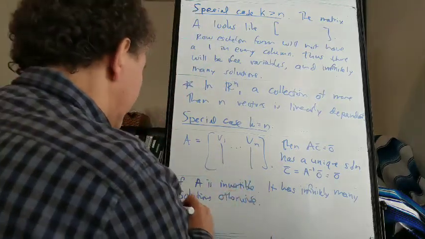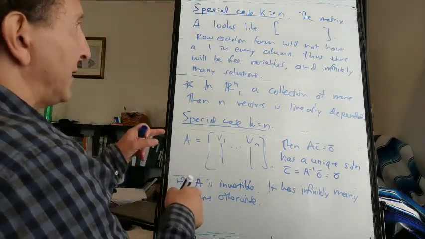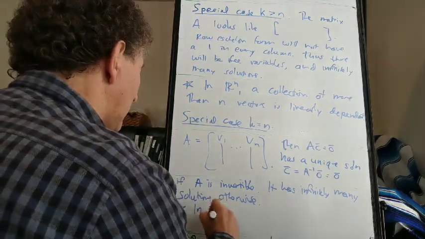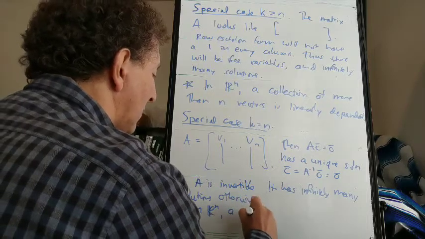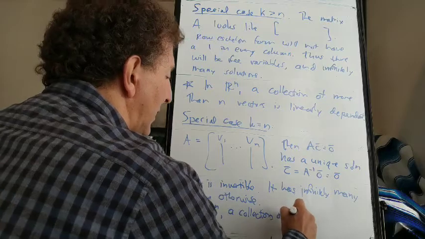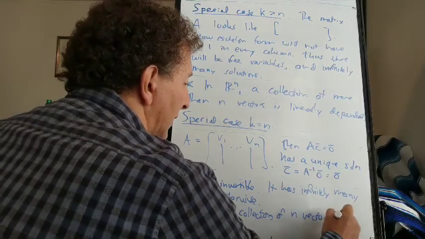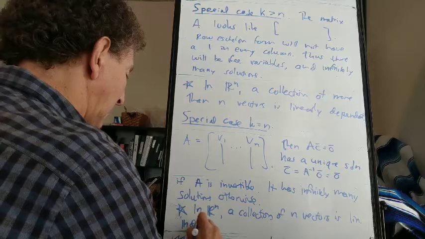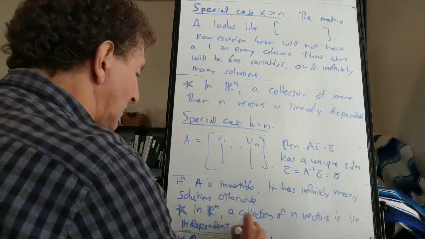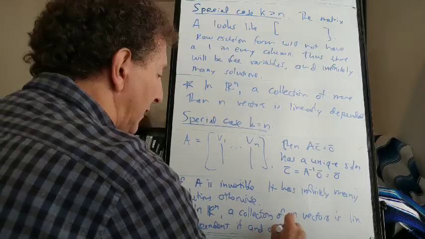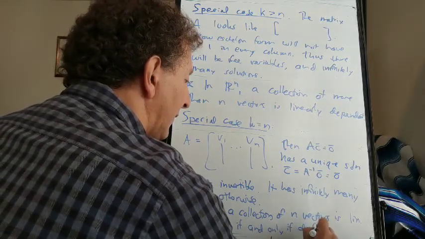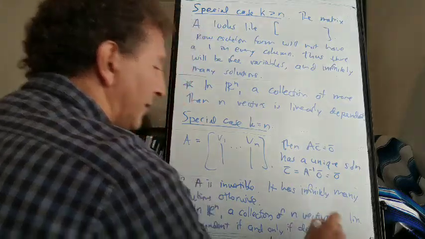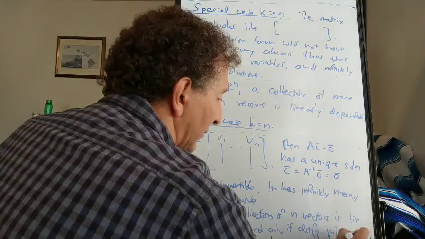So the summary of this analysis is that in Rn, a collection of n vectors is linearly independent if and only if this determinant that uses those n vectors as column vectors is not 0.